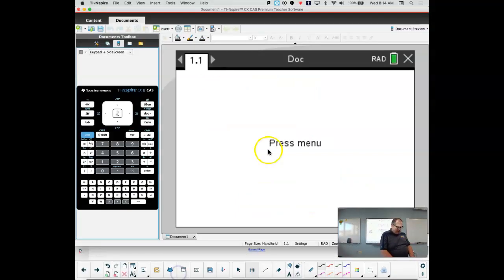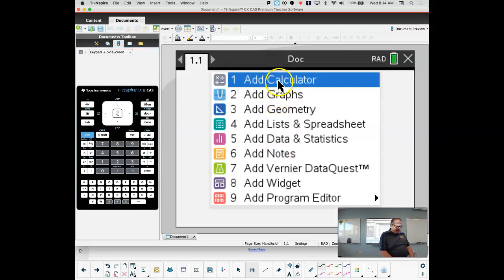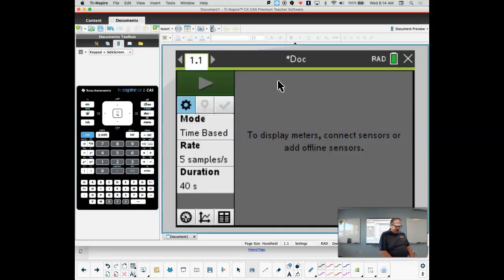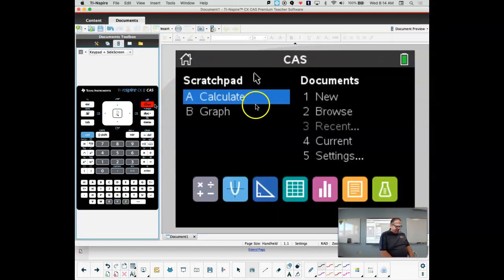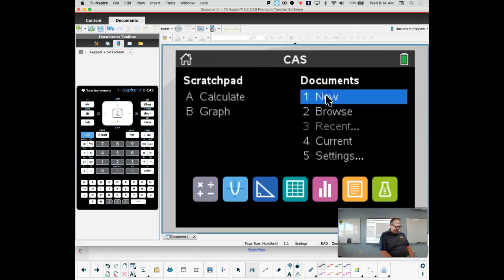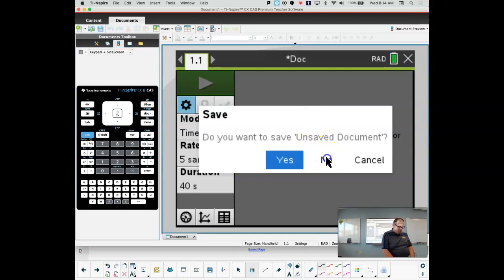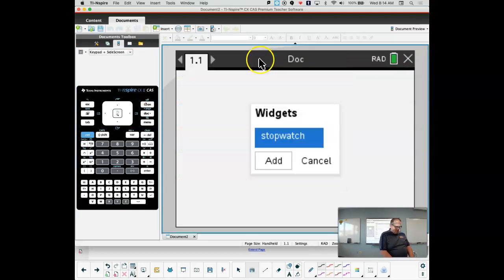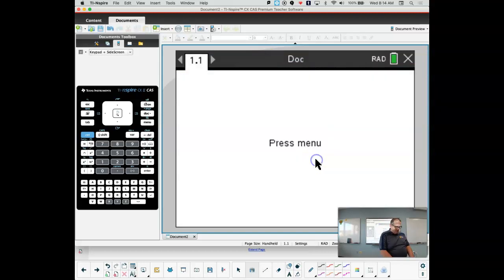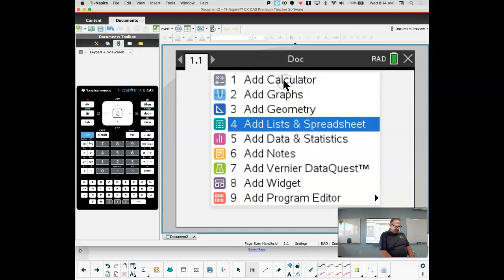If we had a more technologically advanced calculator. Don't add notes. All right, come on, work for me here. Ooh. What is going on here? All right, here we go. Now we go. Calculator.